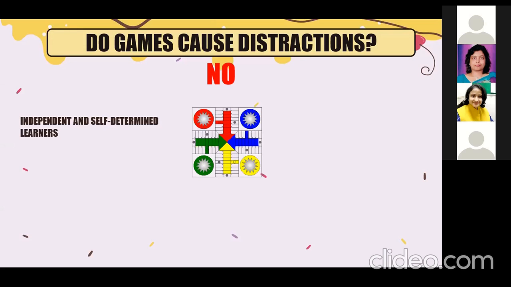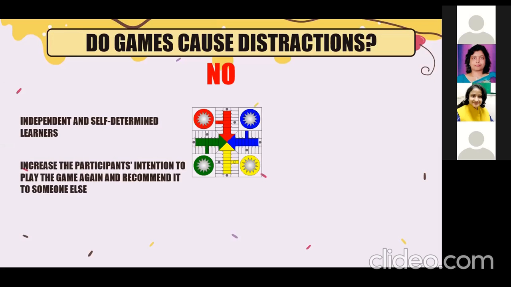I am not able to score 5 points myself, but the students can do it. They know how to click on the spaceships, and they even give me suggestions: madam, you do it like this, this will help you to score points. They will find out ways. So they become independent learners in the process. And then they increase the participants' intention to play the game again, and they also recommend it to someone else.